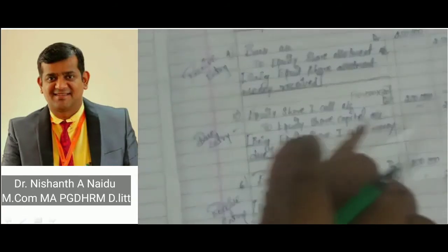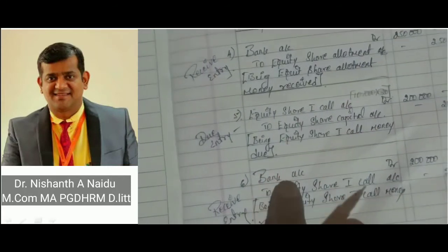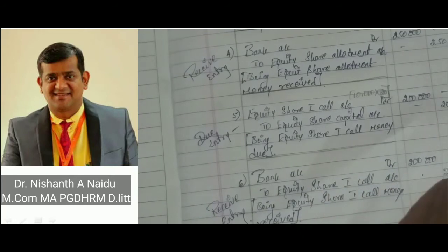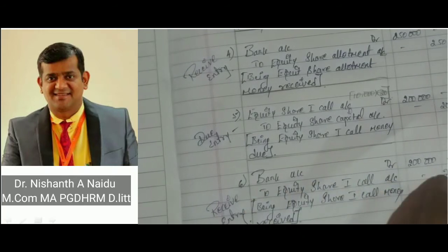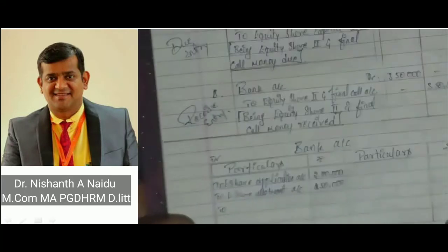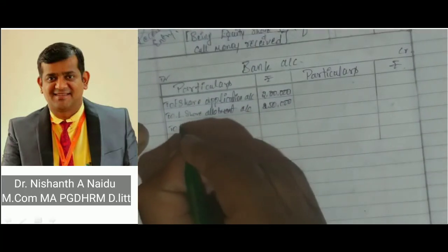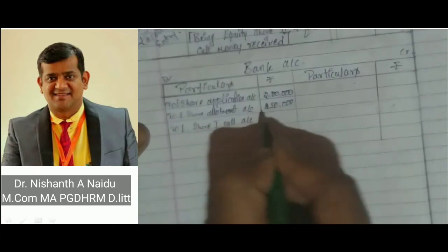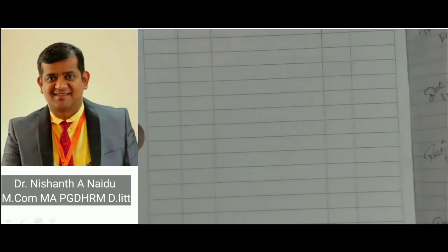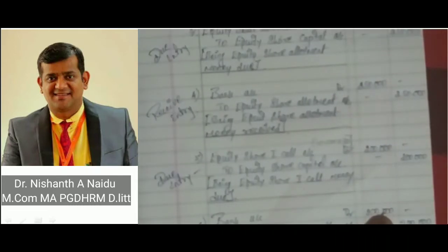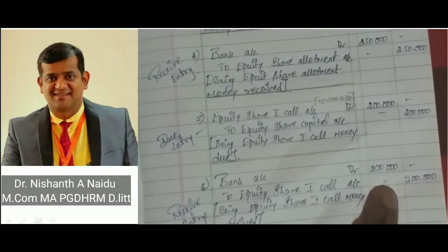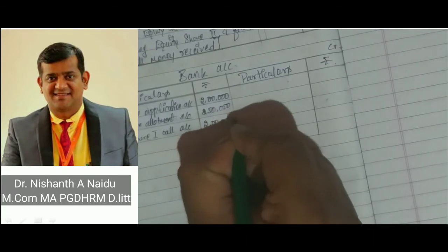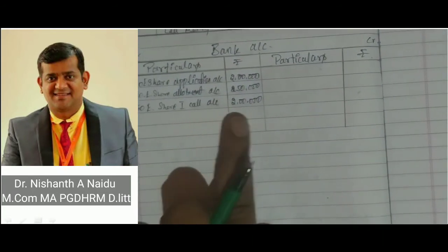So fifth entry, there is no bank in this entry. In the sixth entry, yes, there is a bank account. Against equity share first call account, how much? 2 lakh rupees. Equity share first call account, 2 lakh rupees. So let me enter it to equity share first call account. So how much the amount? So that is 2 lakh rupees. So 2 lakh, I am writing 2 lakh. That is to equity share first call account.